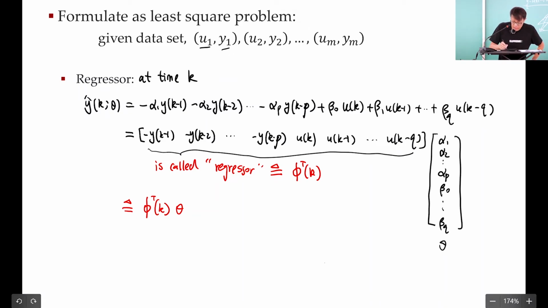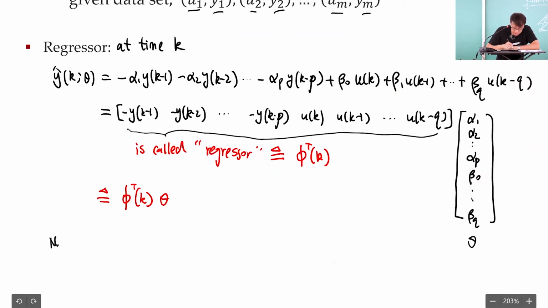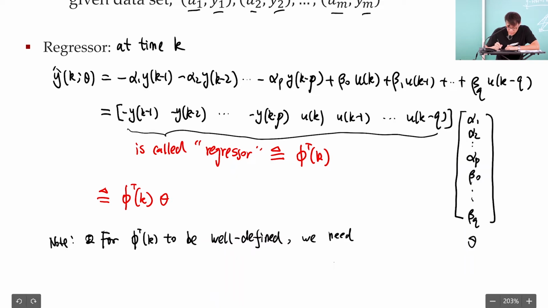So keep in mind our data, depending on how you number them, we always start from some initial index. That's U1, Y1, U2, Y2. So note, for phi transpose k to be well defined, we need k bigger or equal to max of p and q.